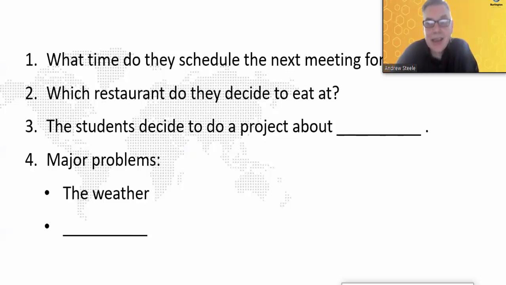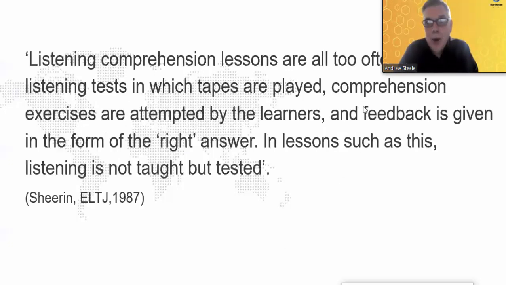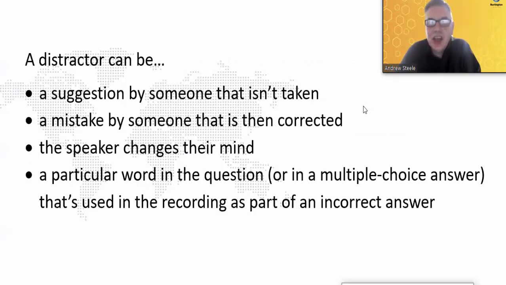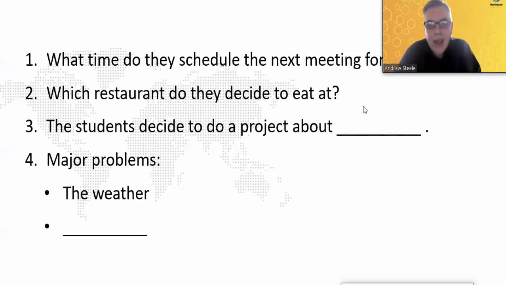Let's have a look at an exercise that you could use in order to do this. Let's go through them one by one. Oh, sorry, I've gone forward too much there. There we go. We've got 4 possible distractors here. So have a look again at the type of distractors: a suggestion, a mistake, someone changing their mind, or a particular word. Have a look at number 1. What type of distractors do you think students might hear in the recording for this question?